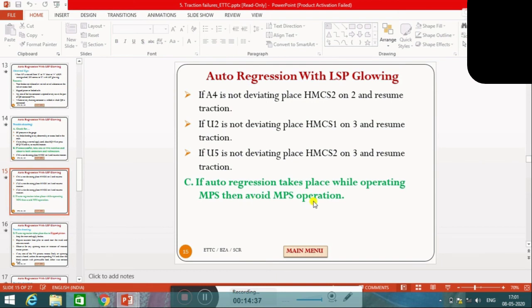This may be due to non-closing of shunting contactors on QD connected branches. So whenever we operate MPS, one shunting contactor closes on all TM branches. But if any one of the shunting contactors has some problem and is not closed on QD connected branches, it leads to difference of current. So it leads to auto regression with LSP. That's why it is advised that if auto regression takes place while operating MPS, then avoid MPS operation.